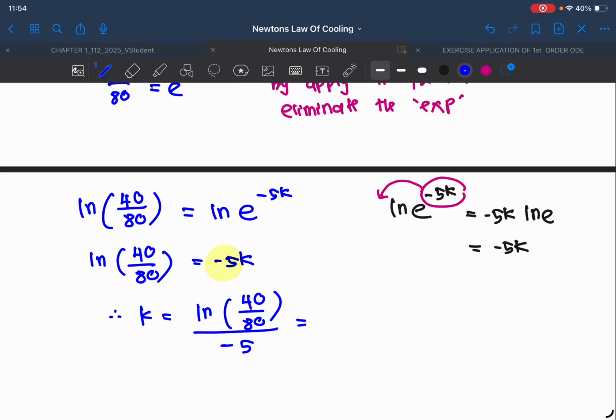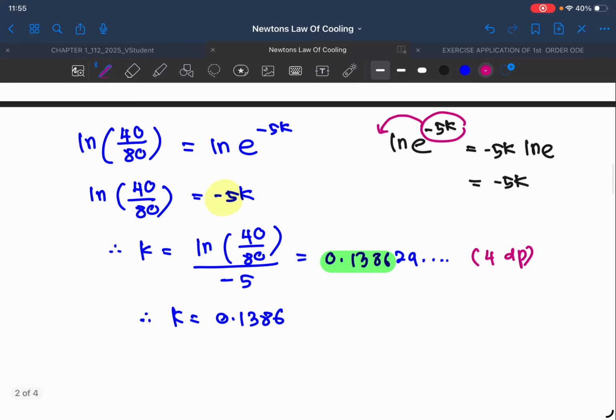So your k will become 0.138629. We have too many decimals, so for this value you will take at least 4 decimal places. Therefore your k is equal to 0.1386. This value of k you will substitute into the position of k.